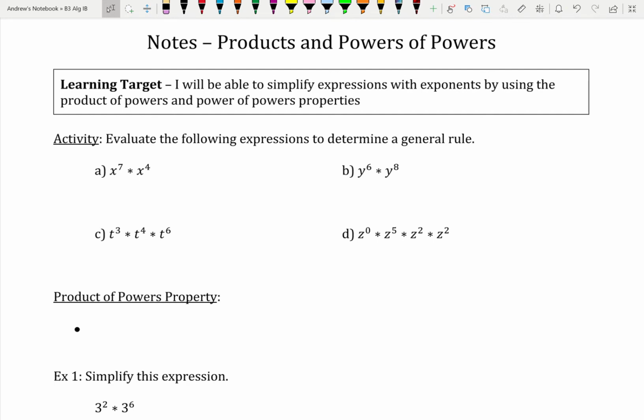Alright, Algebra 1B, welcome back. We made it to the second unit. Oh my god, that's so exciting.